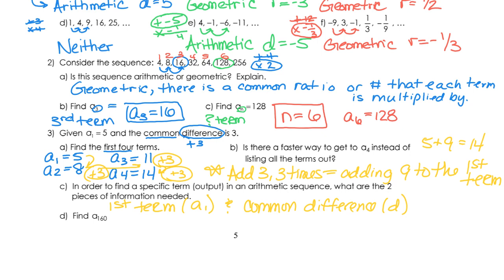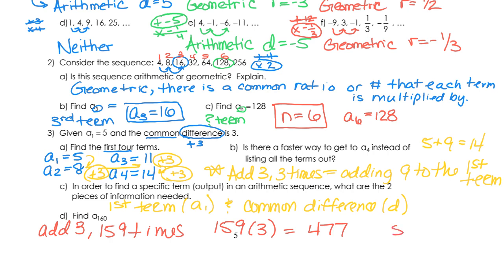So we would be adding 3 to get to 160. We'd be adding 3 159 times. And so 159 times 3 is 477. And now you have to remember that you're adding 477 to the first term, and our first term was 5. So 5 plus 477 would give us 160th term of 482.